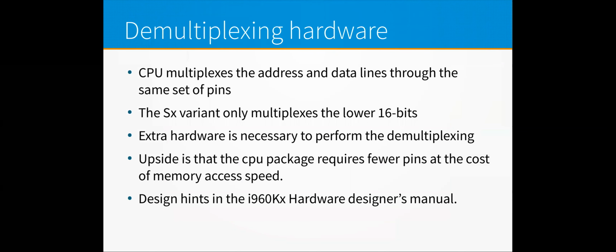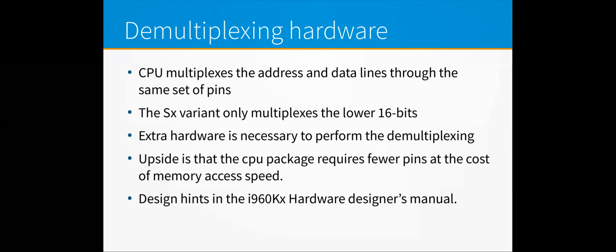So Intel got a little cheap when they used the PLCC84 socket. The upside is it's a very common socket. It's very easy to use, but they don't have enough pins exposed on the processor to have separate address and data lines. So instead, they multiplex the lower 16 pins. Because of that, you have to have extra external hardware to perform the demultiplexing.